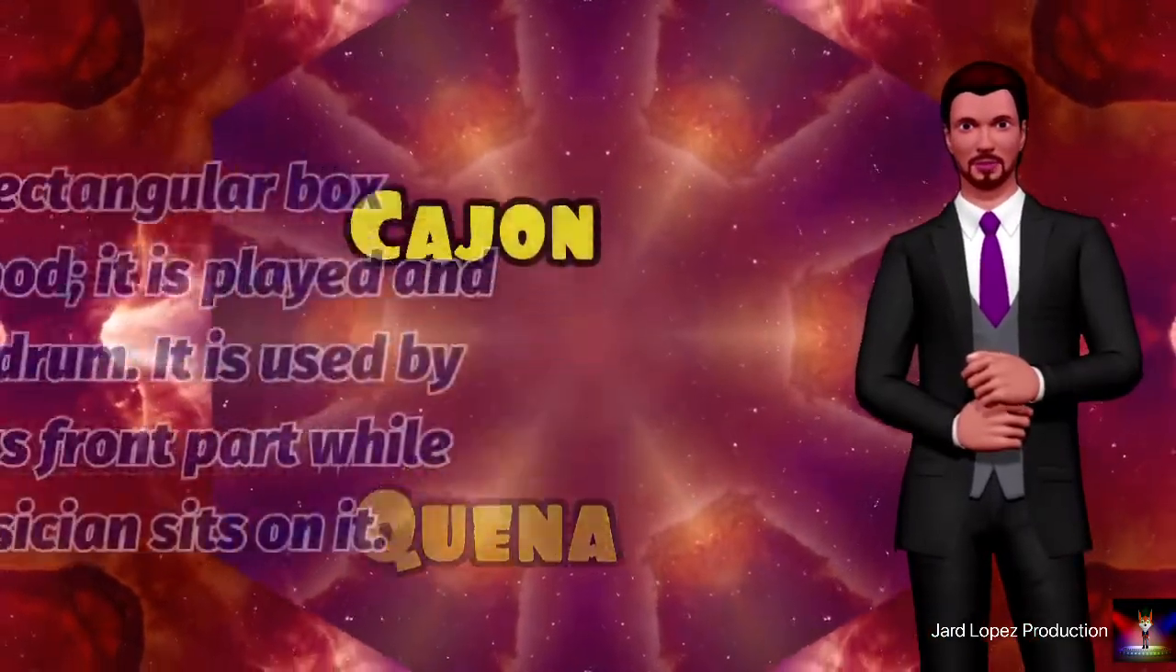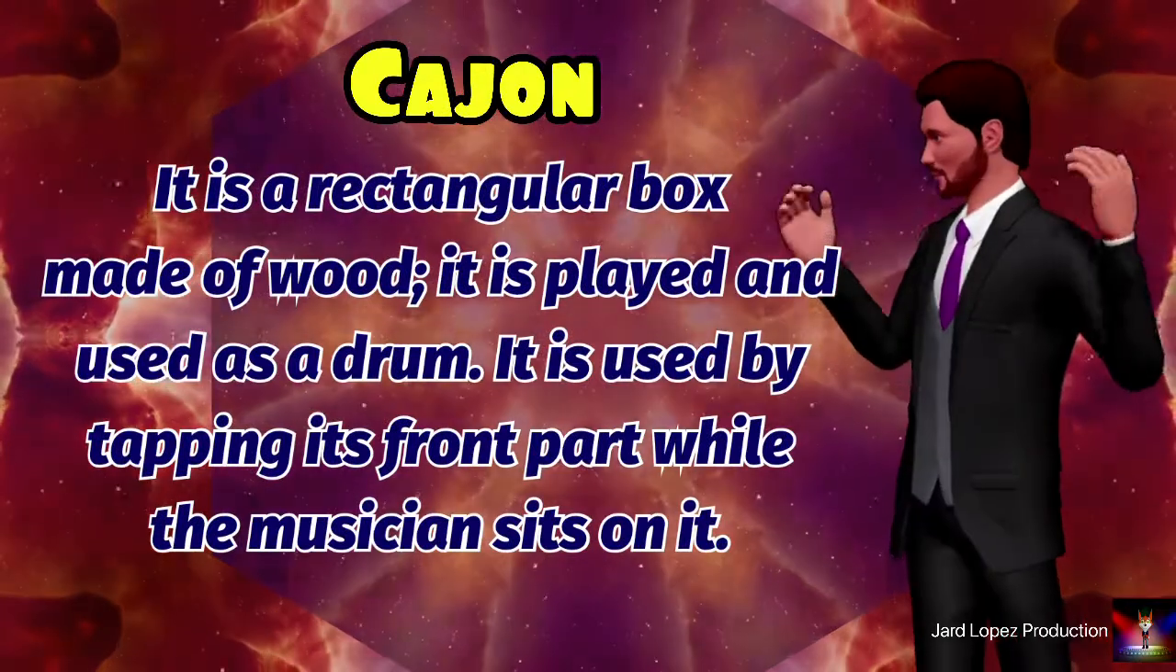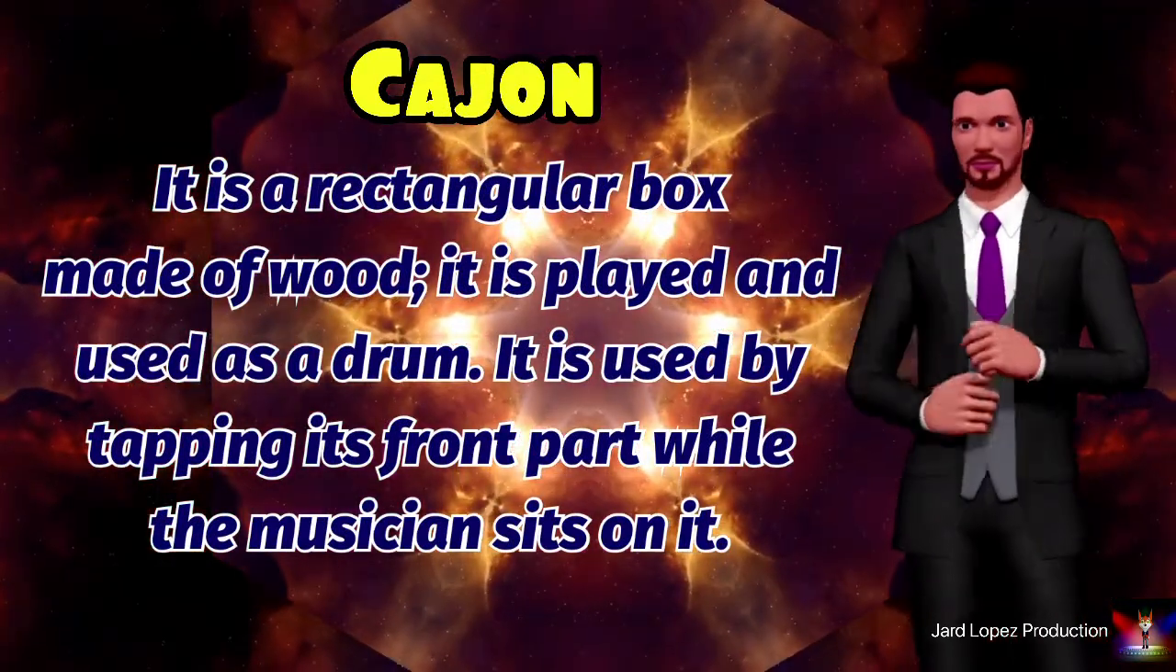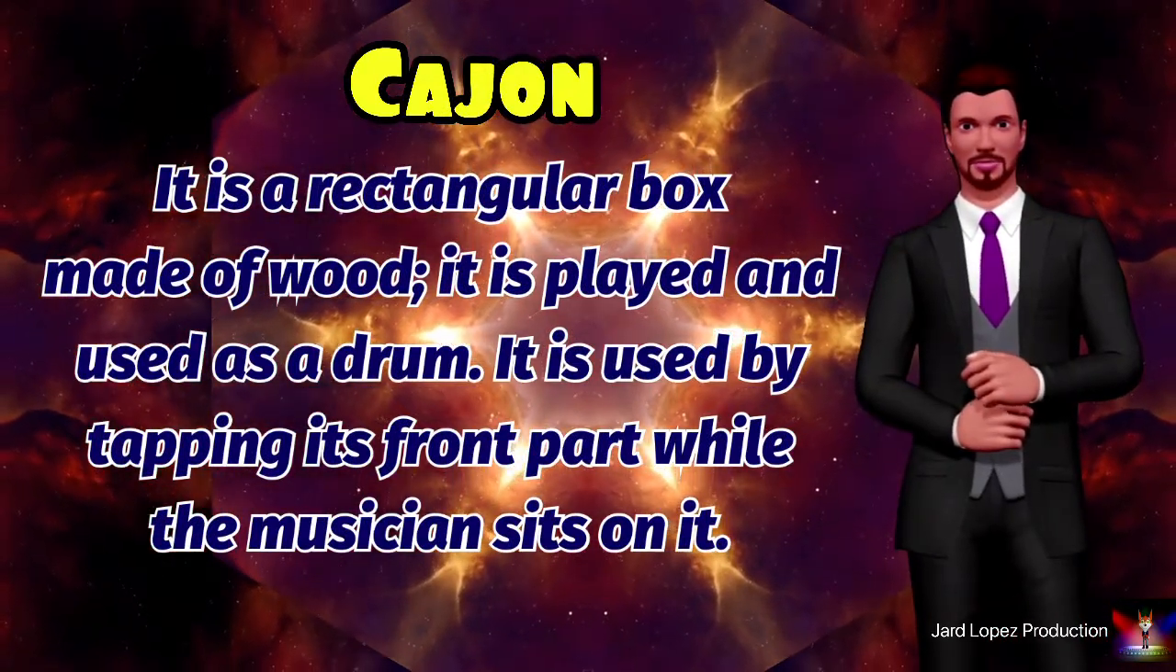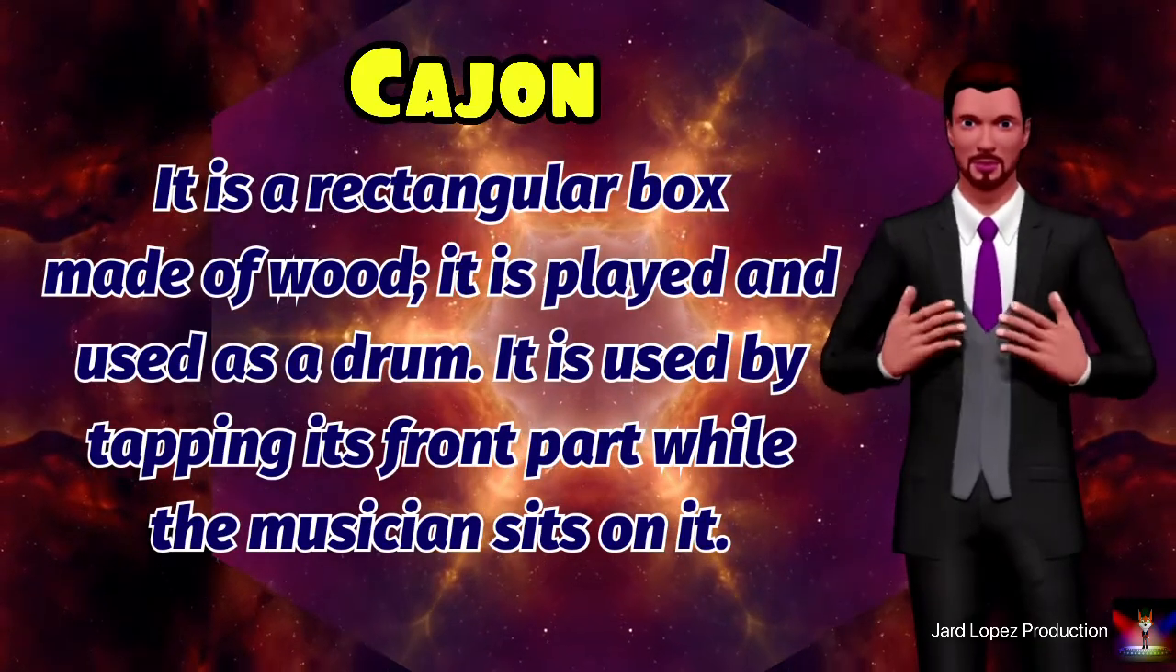6. Cajon. It is a rectangular box made of wood. It is played and used as a drum. It is used by tapping its front part while the musician sits on it.